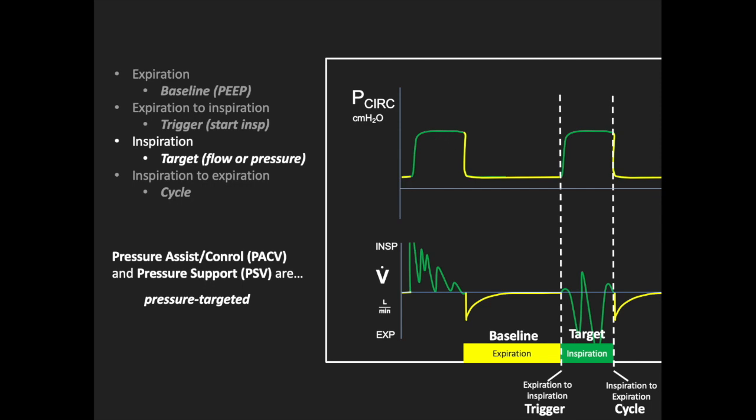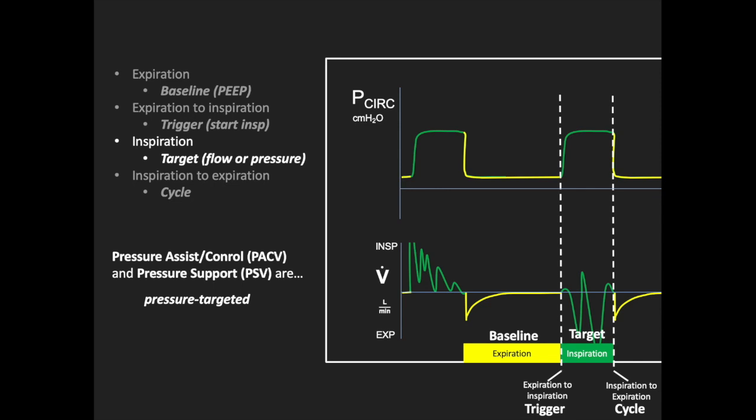I said earlier that the nomenclature can be frustrating and confusing, and this is a good example of that because for pressure assist control and pressure support, the word pressure describes the target. These are pressure targeted modes. Whereas for volume assist control, the word volume doesn't describe the target, it actually describes the cycle. There's no such thing as a volume targeted mode. You're either flow targeted or pressure targeted. Those are the only two types of targets. Volume just describes the cycle.